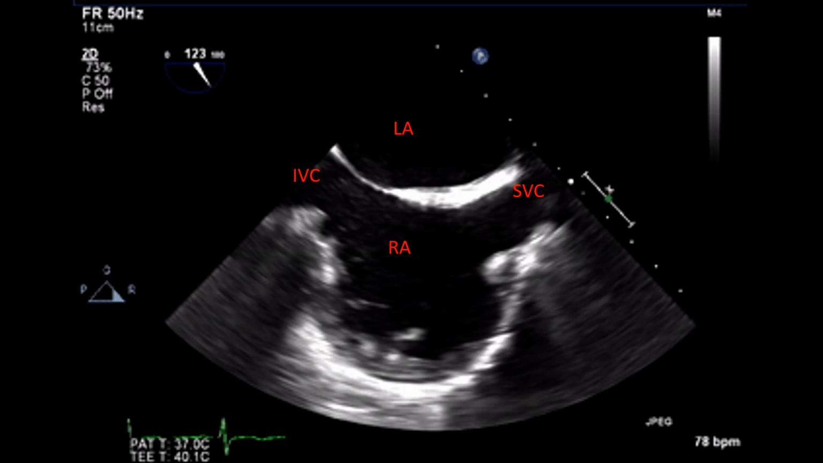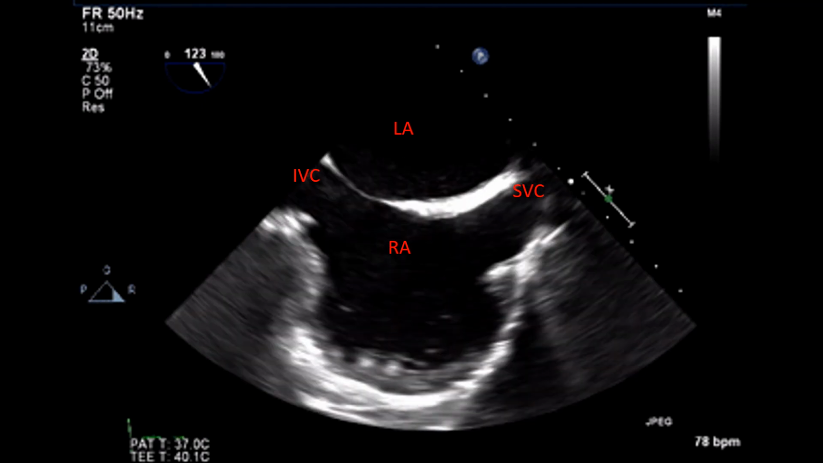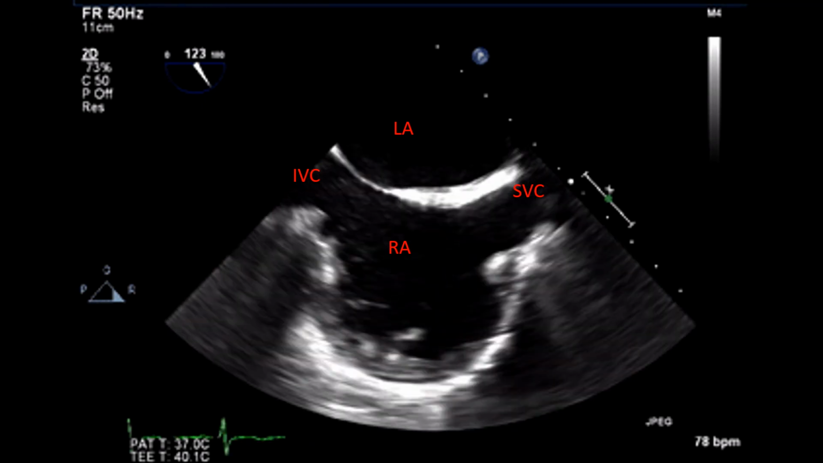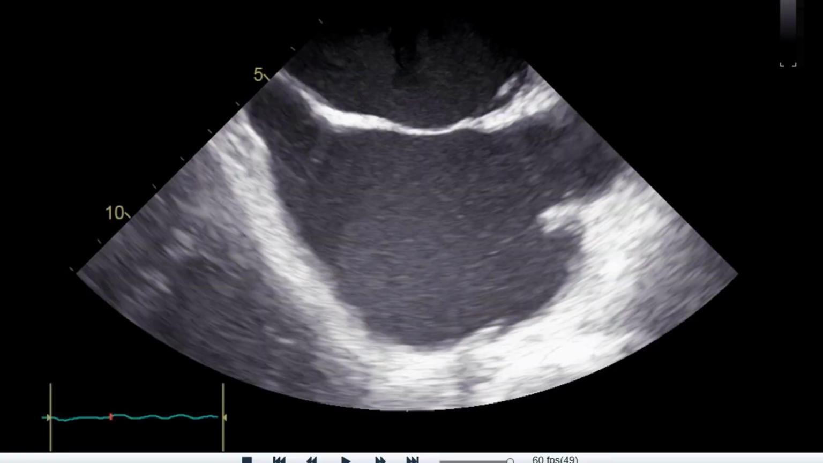On the next slide, we'll look at a frozen image of this view, and we'll talk about the importance, the clinical utility of this. So here is a frozen image of that view, and we'll just talk about the importance of this view and the clinical utility of it.